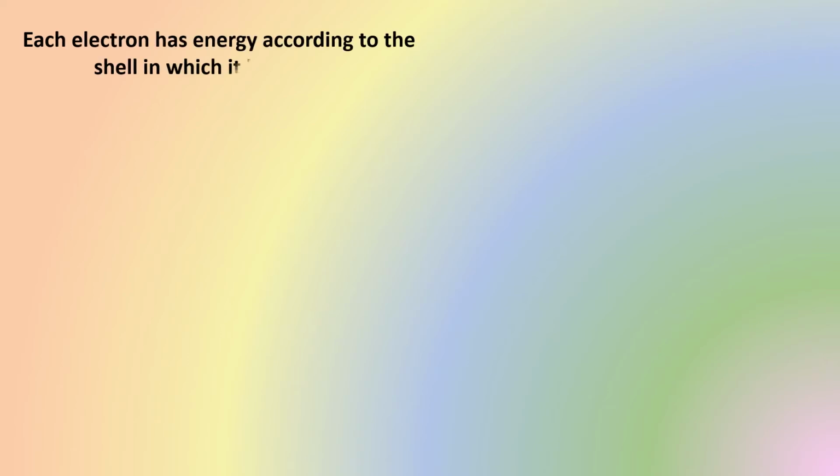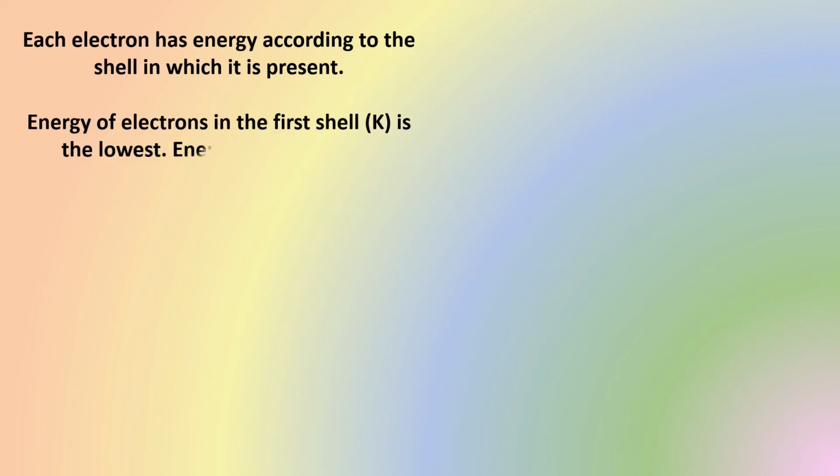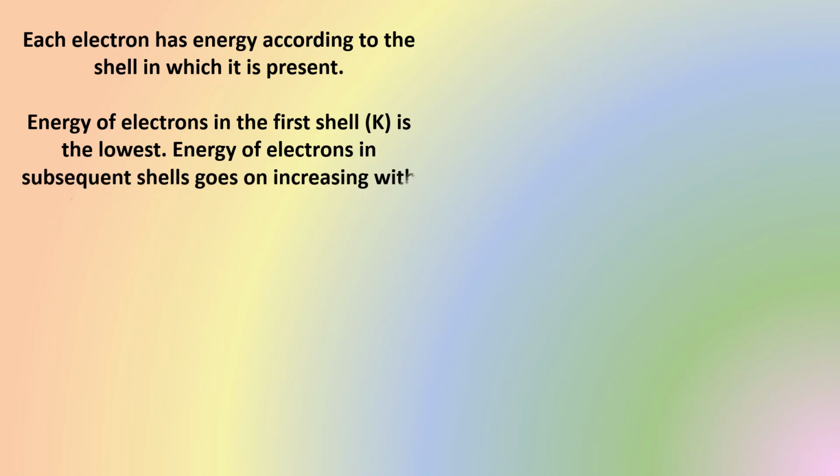Now, each electron has energy according to the shell in which it is present. If it is present in the first shell, there will be a different energy. If the electrons are present in the second shell, the energy level will be different. Energy of electrons in the first shell, that is the K shell, is the lowest. As we go to the next shell, the L shell will have more energy, the M shell will have still more energy, and in the fourth shell, the electrons will have still more energy.